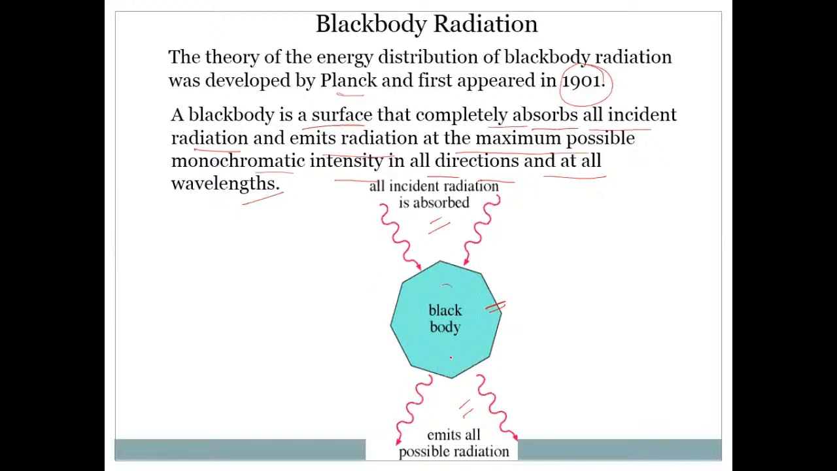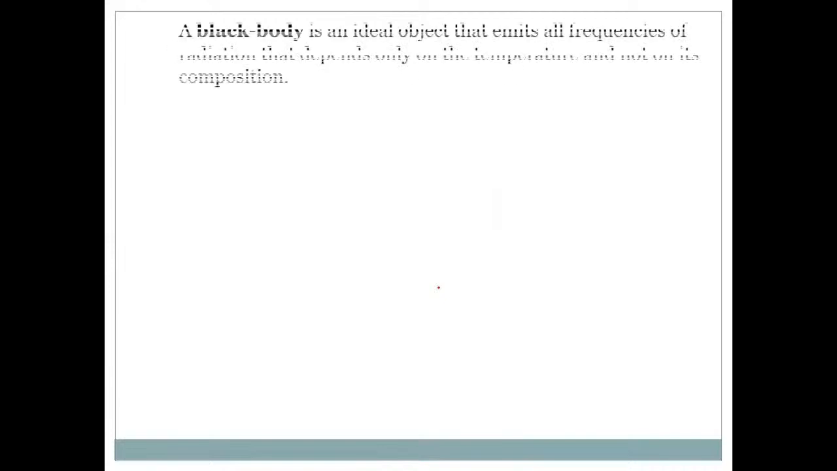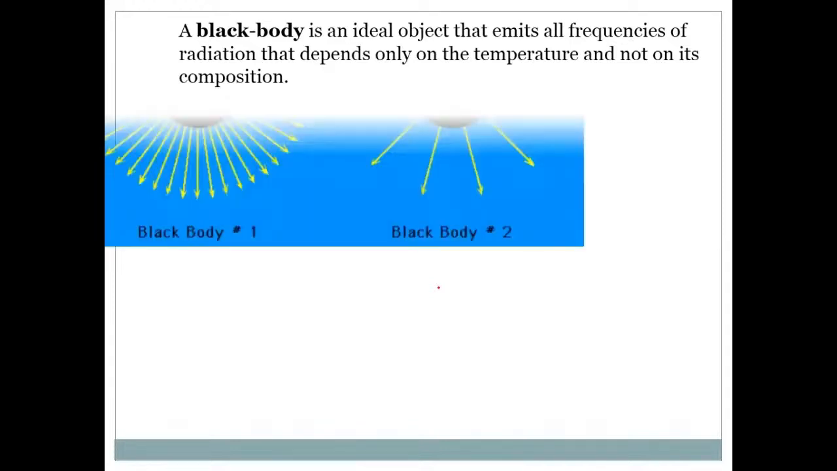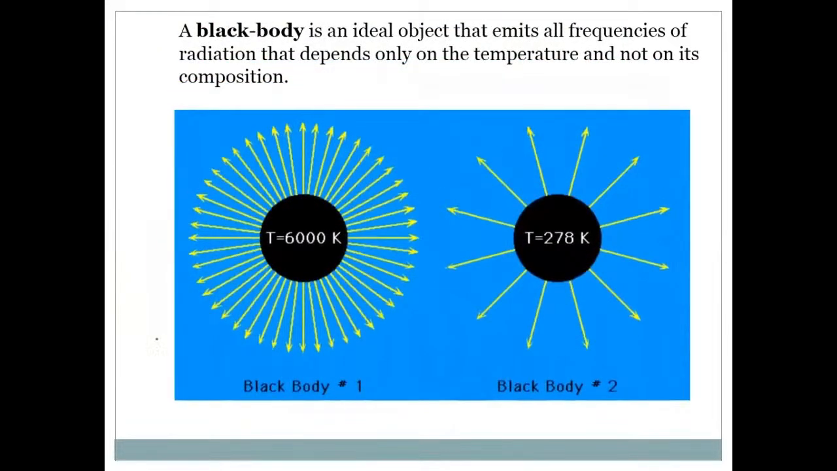So we can simply say that a body is said to be a black body if it is a perfect emitter and absorber of all kinds of wavelength and frequency. A black body is an ideal object that emits all frequencies of radiation that depend only on the temperature, not on its composition. Here we take an example.